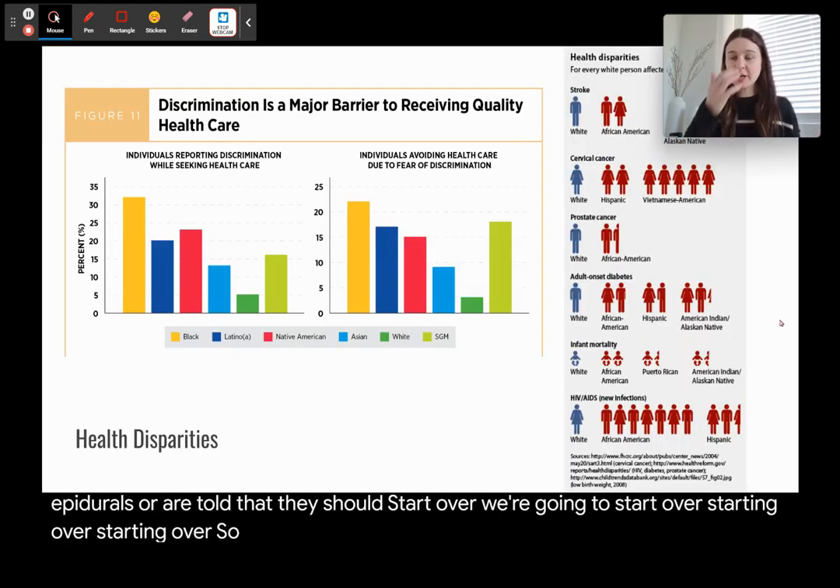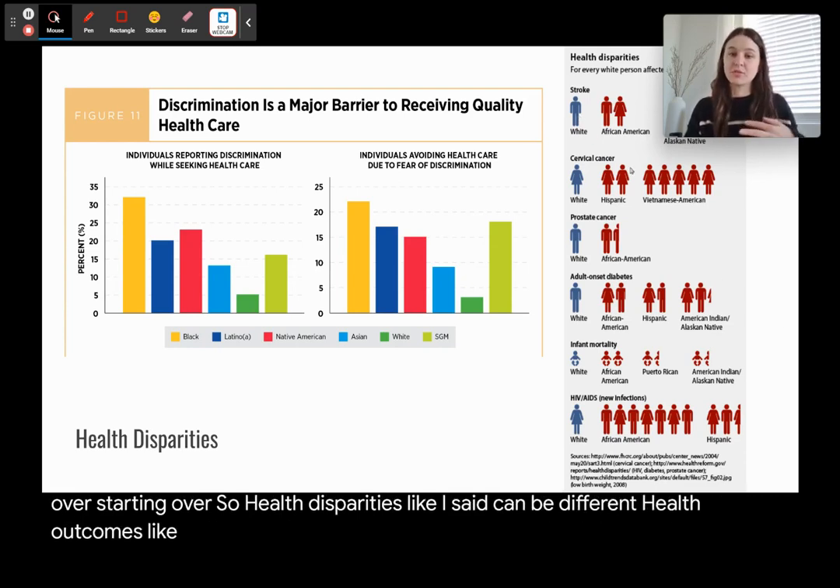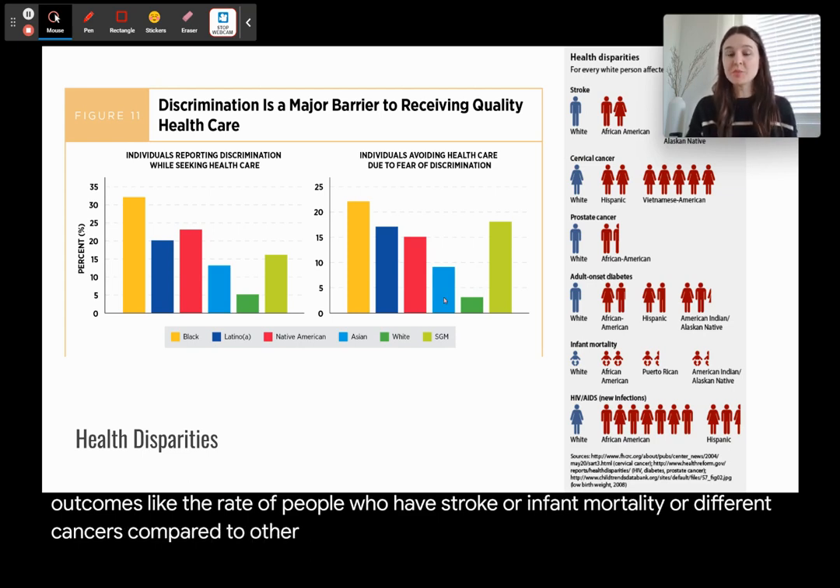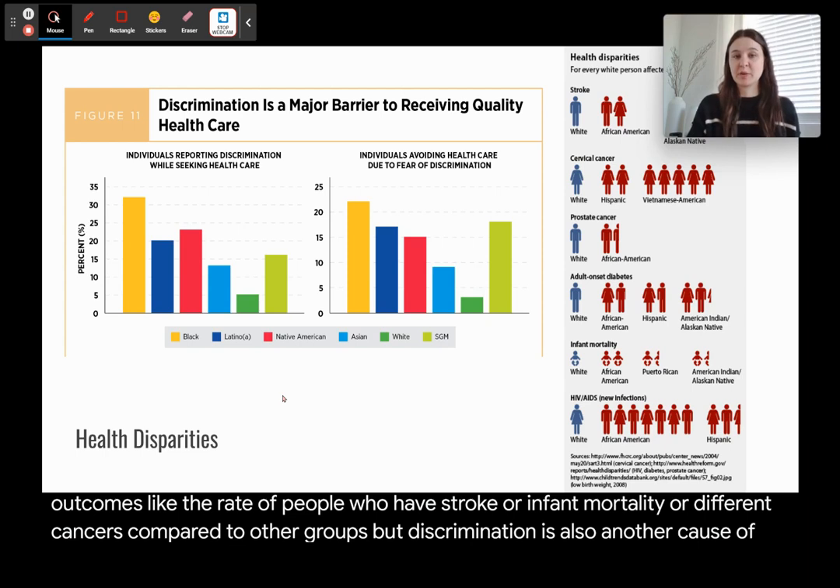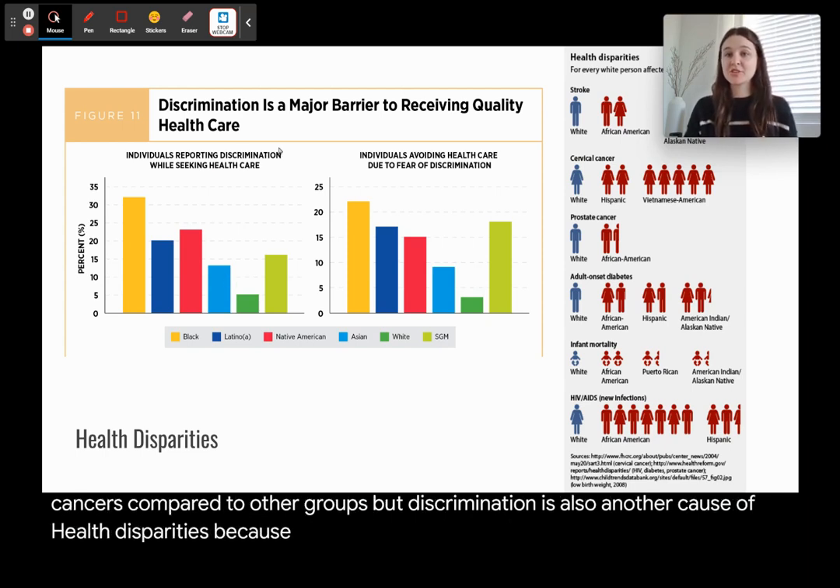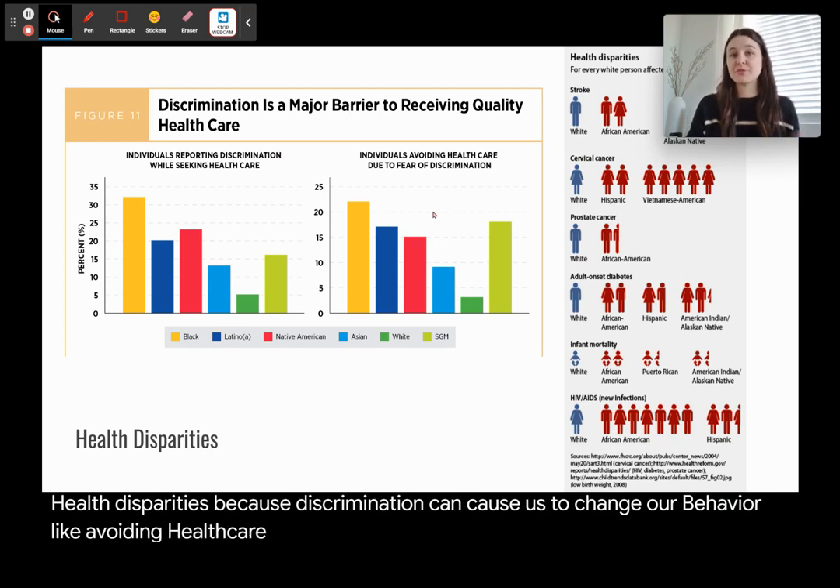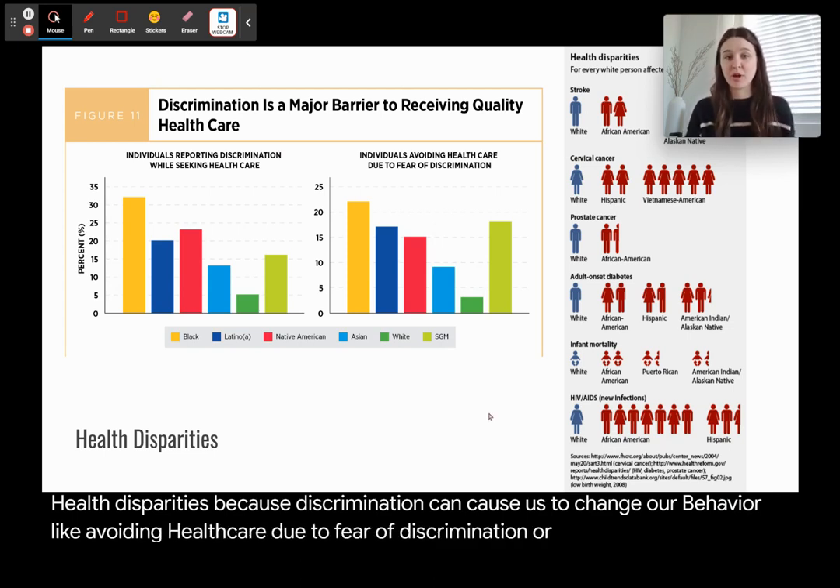So, health disparities, like I said, can be different health outcomes, like the rate of people who have stroke or infant mortality or different cancers compared to other groups. But discrimination is also another cause of health disparities because discrimination can cause us to change our behavior, like avoiding healthcare due to fear of discrimination or improper treatment.